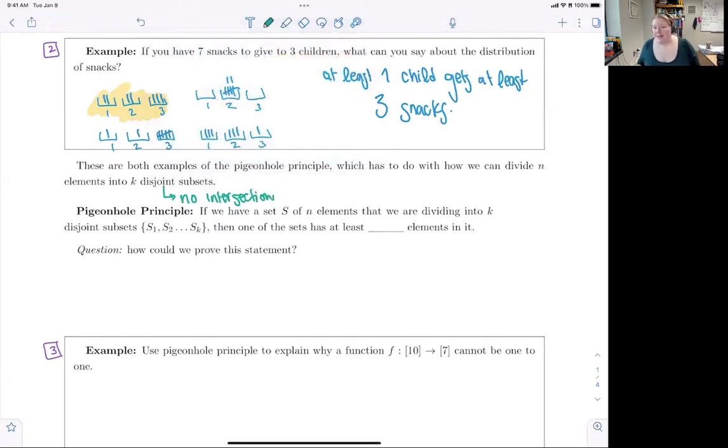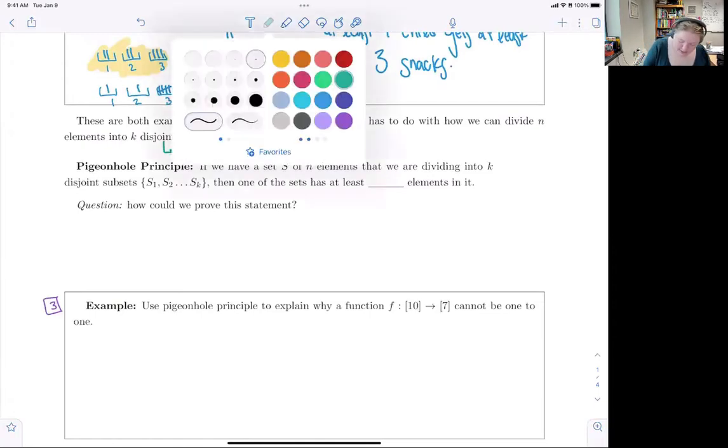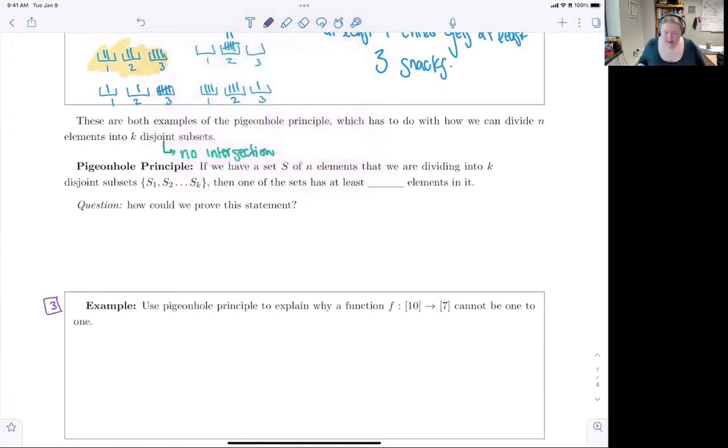So for example, a test doesn't happen on 2 different days, or a child doesn't share a snack with another one. So here's the statement of the pigeonhole principle. It says, if we have a set S, so let's run this in an example, saying, okay, what did each of these pieces mean in one of our examples? We'll do the snacks one. So we have a set S, that's our snacks.